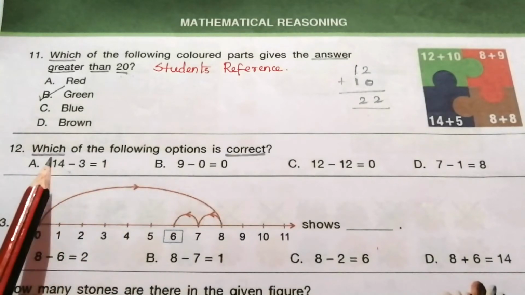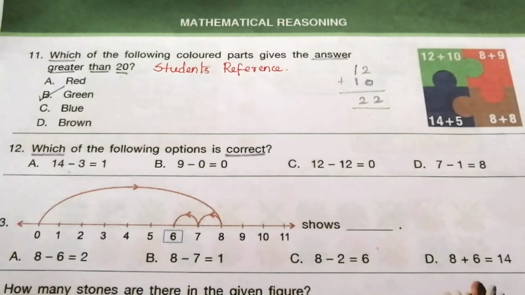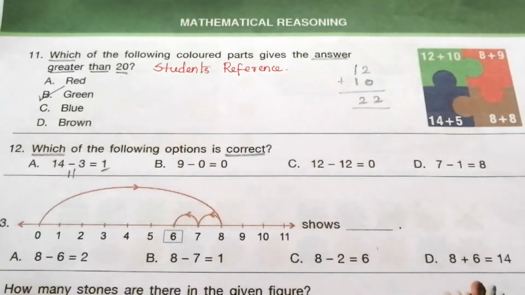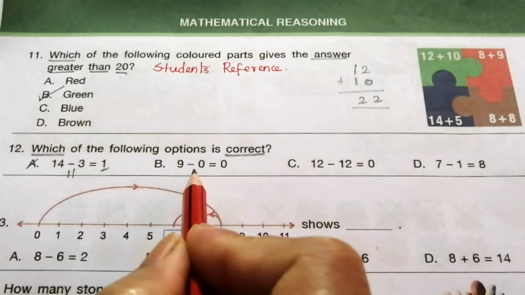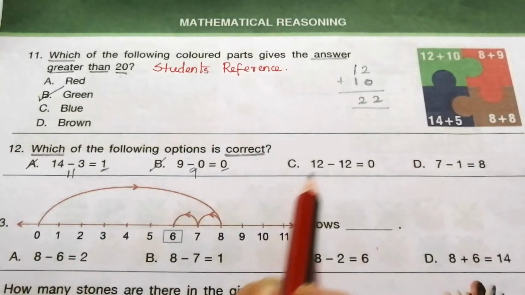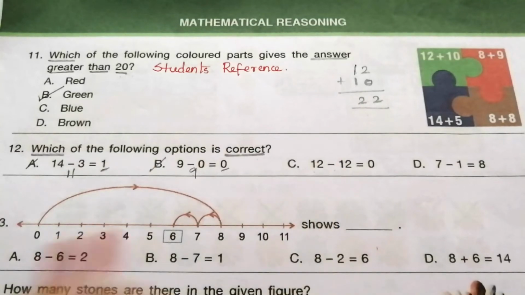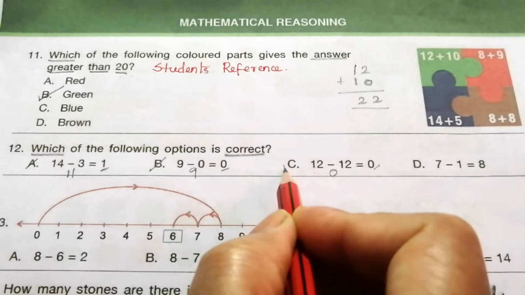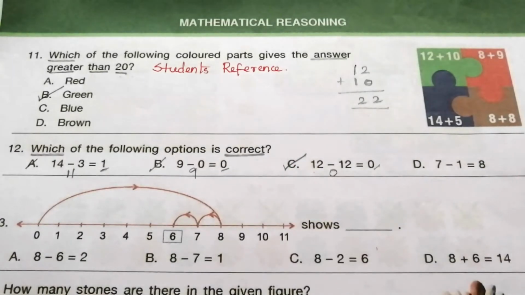First option A, 14 minus 3 is 11. But the answer is 1. So this is wrong. And 9 minus 0 is 9. But the answer is 0. So this also wrong. 12 minus 12 is 0. So the answer is also 0. So C is the answer.